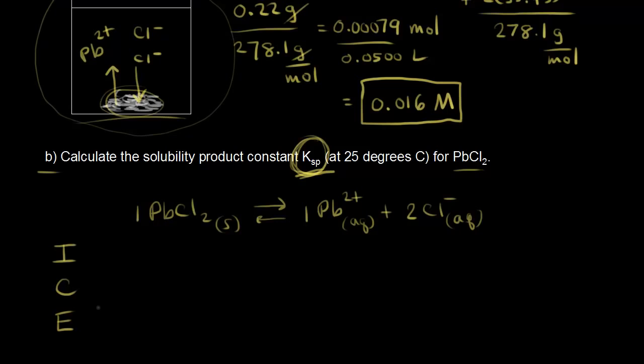So let's pretend like nothing has dissolved yet. Let's pretend like we haven't made our saturated solution yet. So our initial concentrations would be 0 for our products. Next we need to think about how much of our lead 2 chloride dissolves. We did that in part A.